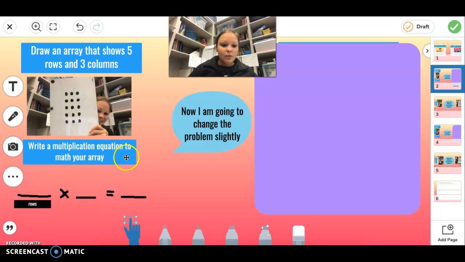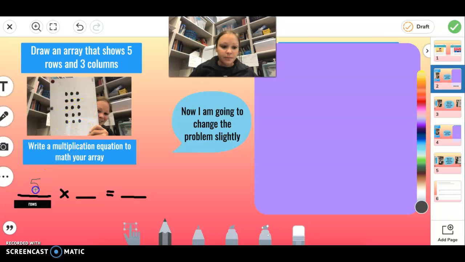So now we're going to write a multiplication equation to match the array. And our first factor, or our first number, is going to be how many rows. So we have 1, 2, 3, 4, 5 rows. And our second factor is going to be the number of columns. 1, 2, 3. So our equation here is 5 times 3.